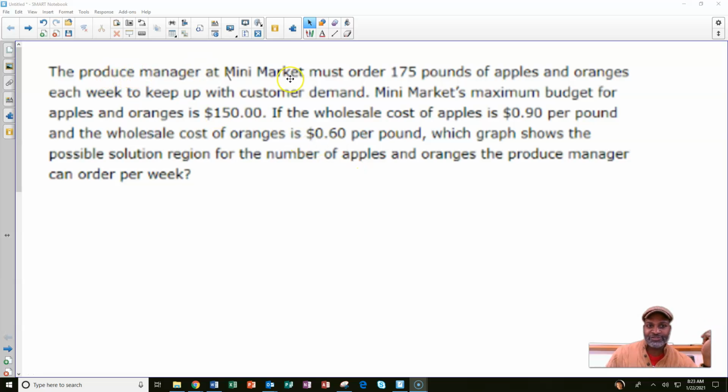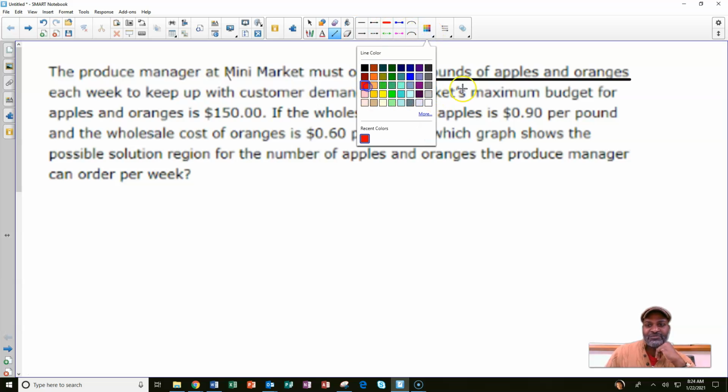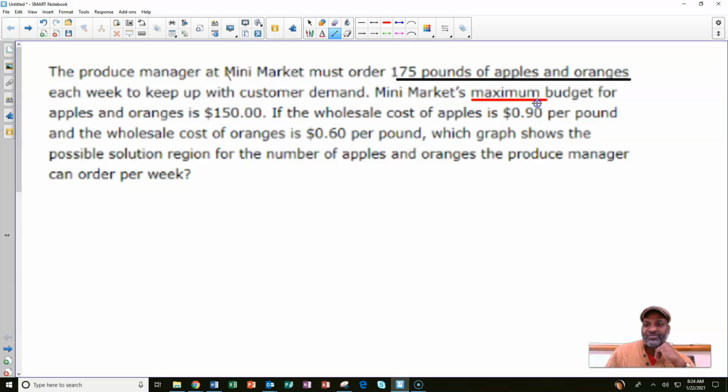The produce manager at a mini market must order 175 pounds of apples and oranges each week to keep up with customer demand. That's important. The market's maximum budget for apples and oranges is $150. That's in red there. Their maximum budget for apples and oranges is $150.